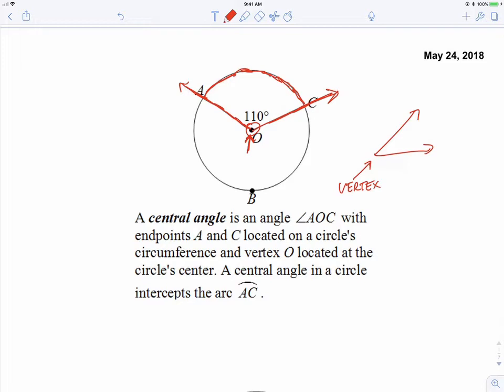All right. Now, a reminder about the arc intercepted by a central angle. The reminder is that its measure in degrees is the same measure as the angle itself. They've both opened up the same amount of rotation around the center point.